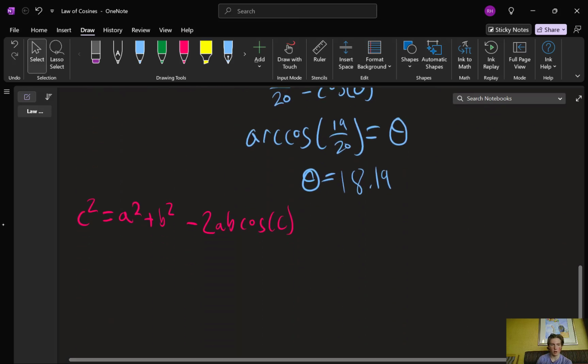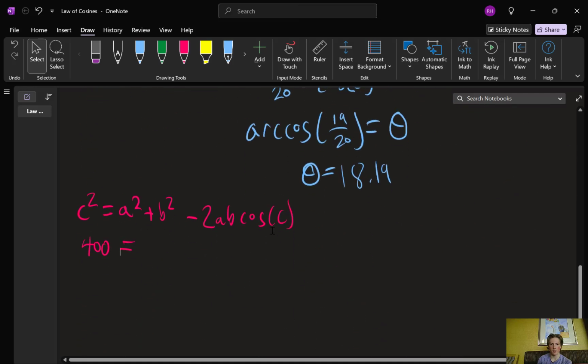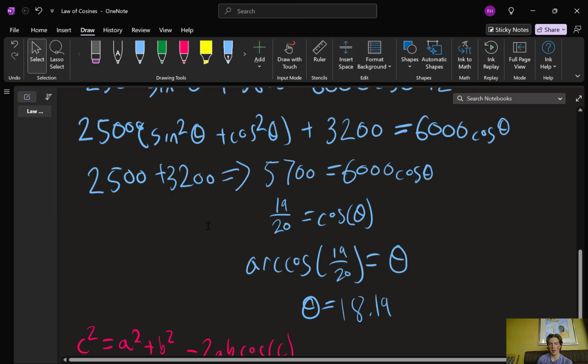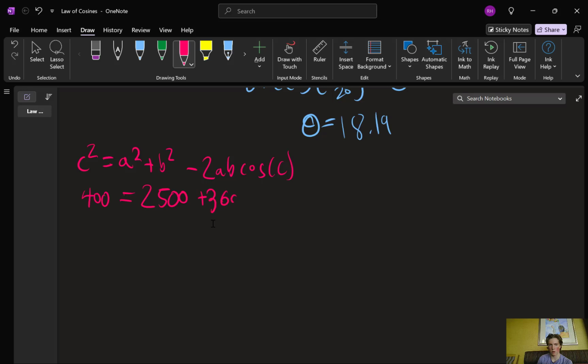So 20 squared is 400. A squared, I think we had A as 50, which is 2,500. And then we square B as well. And B is 60, which is 3,600. And then 2AB is 50 times 60, which is 3,000. And times 2 is 6,000. And then I'll multiply this by cosine of big C.